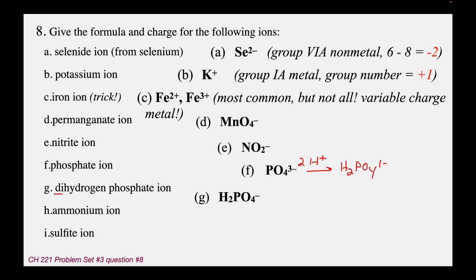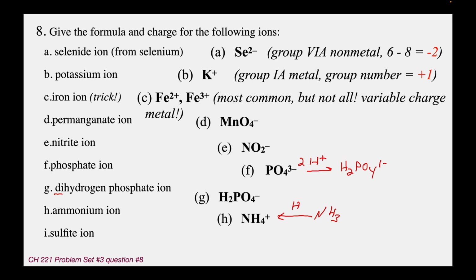Ammonium is one of the few positive cation polyatomic ions. So it's a polyatomic ion with a positive charge. Ammonium is NH4 plus. And ammonium is different from ammonia. Ammonia is NH3. And if NH3 gets an H plus to it, it becomes ammonium. So NH3 is ammonia, NH4 plus ammonium. And then finally, sulfite there.